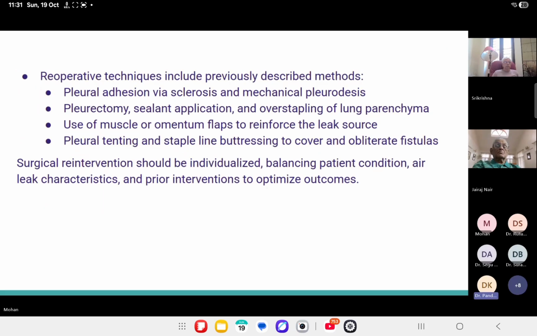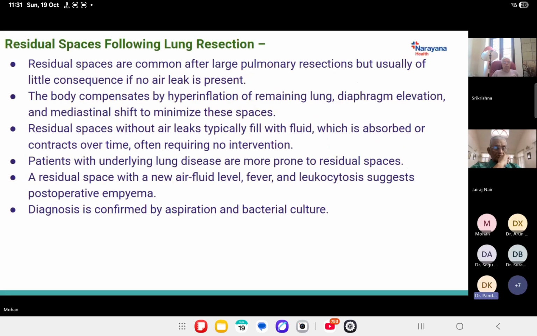Reoperative techniques include previously described methods, that is pleural adhesion via sclerosants, mechanical pleurectomy, sealant application, overstapling of lung parenchyma, use of muscle or omentum flaps to reinforce the leak, pleural tenting and staple line buttressing to cover and obliterate the fistula. Surgical intervention should be individualized, balancing patient condition, air leak characteristics, and pre-interventions to optimize outcomes.